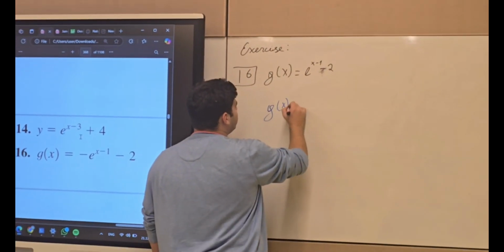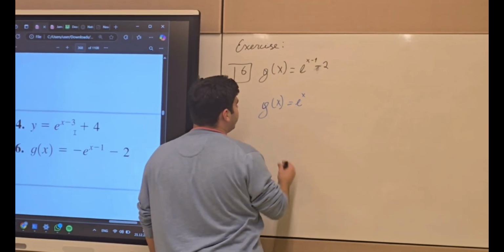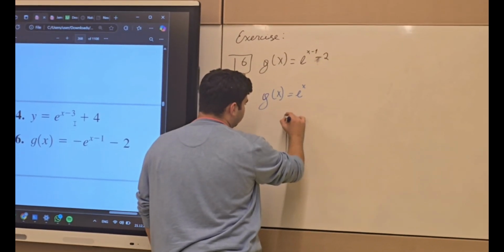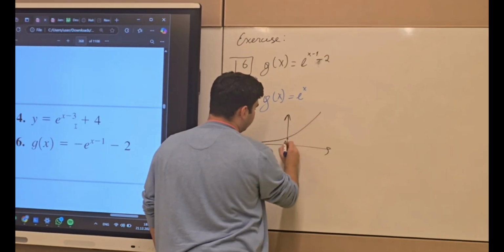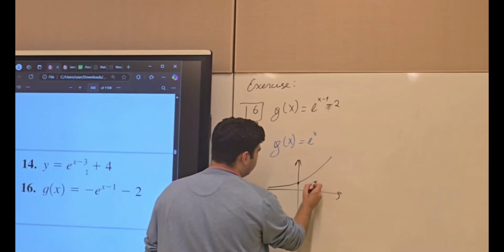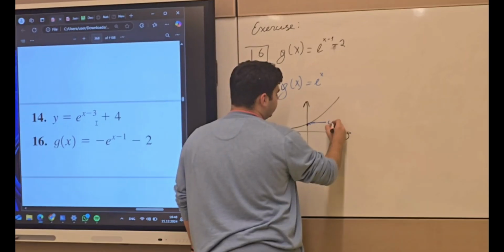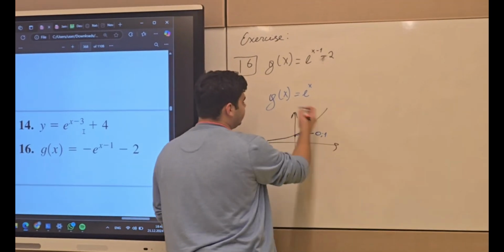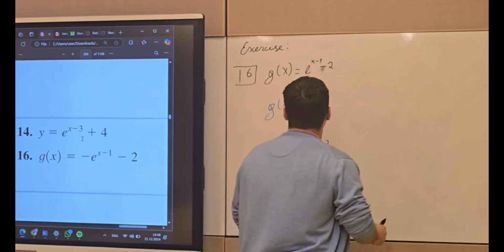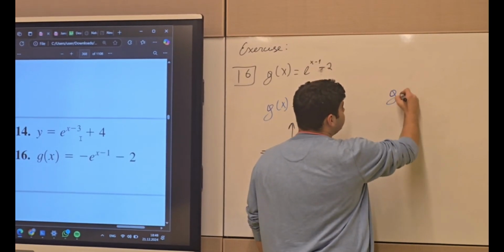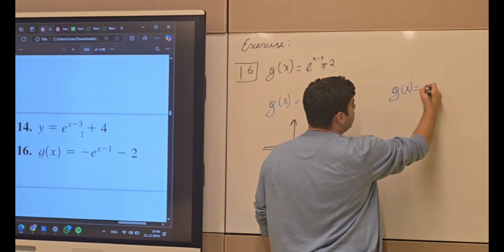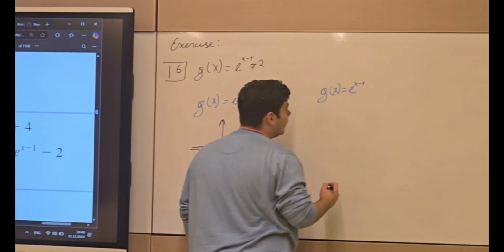Once again, g of x is equal to e to the power of x, which means our function will be like that, and this point will be 0, 1. This is the standard version of this function. And now we need to subtract 1 from x, which means g of x is equal to e to the power of x minus 1.